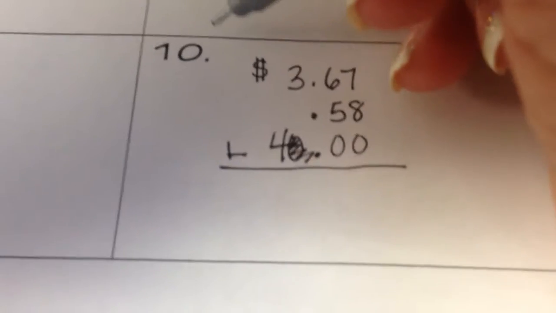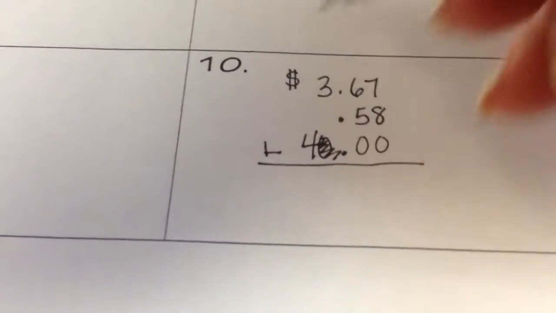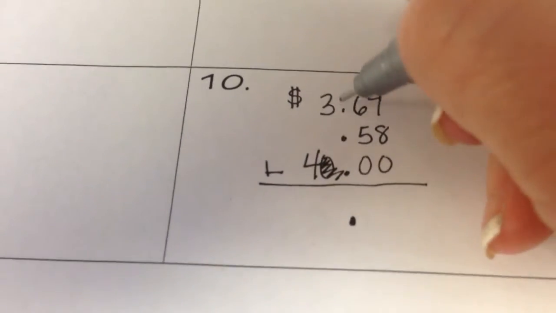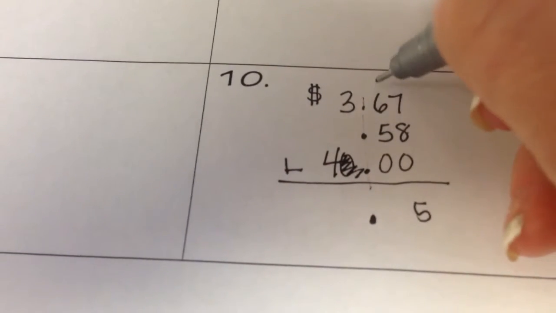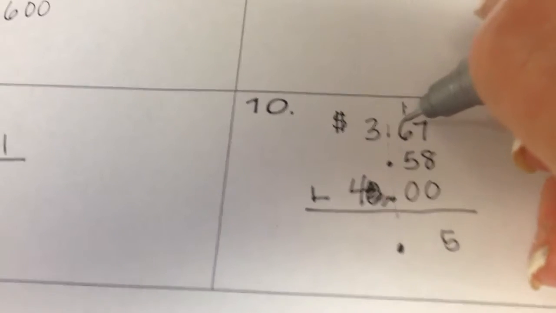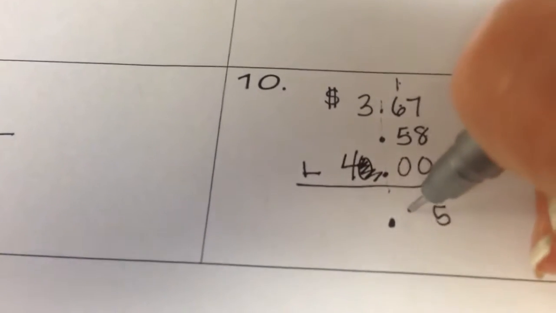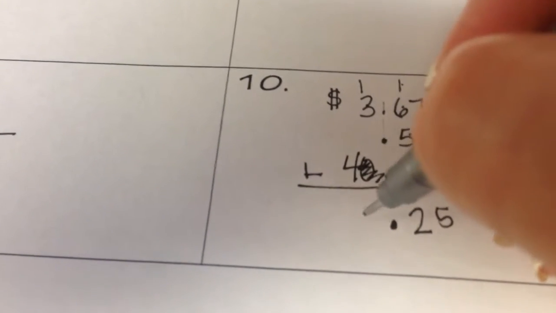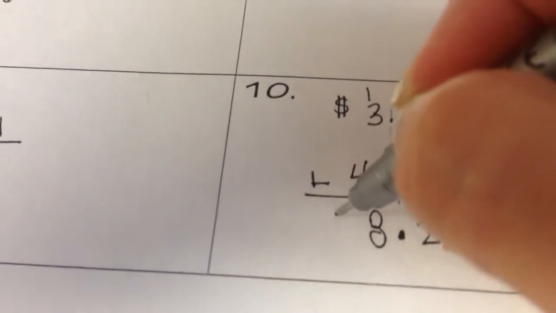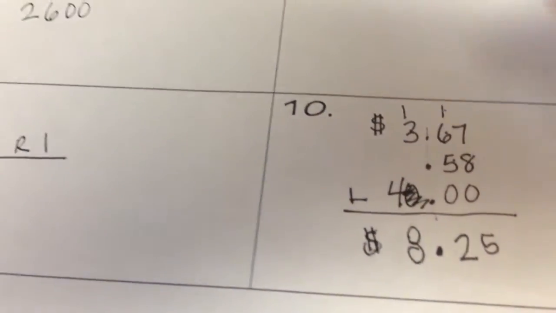Okay? Here you go. Now they're going to ask you to add money, so you need to make sure all your decimal points are lined up. Have to be in a line. So 7 plus 8 is what? 15. Carry the 1. 1 plus 6 is 7 plus 5 is what? 12. Carry the 1. 1 plus 3 is 4 plus 4 is what? 8. Put your dollar sign. Okay, if you don't have your dollar sign, it's not right. I'm that picky.